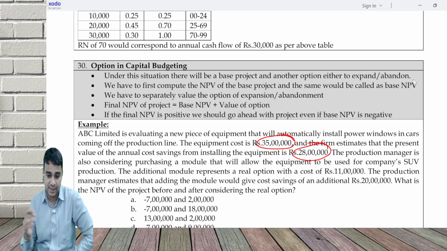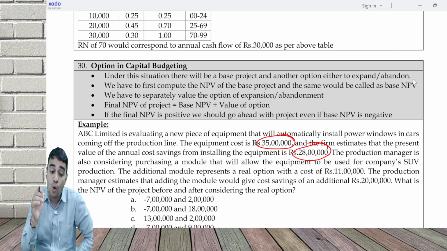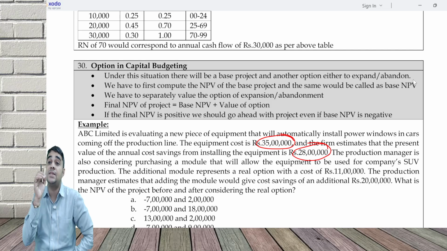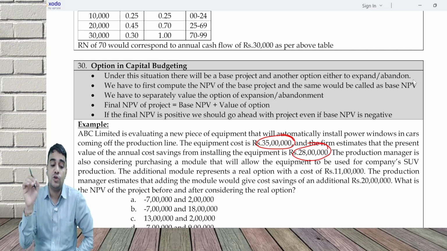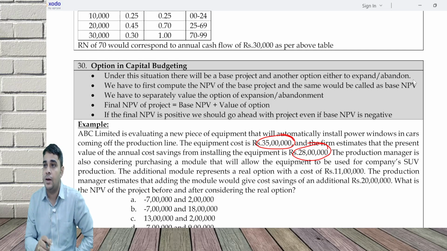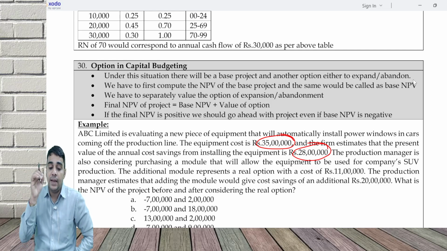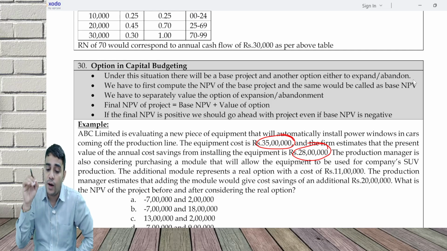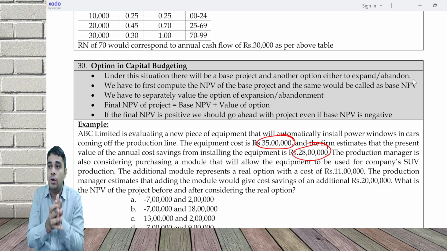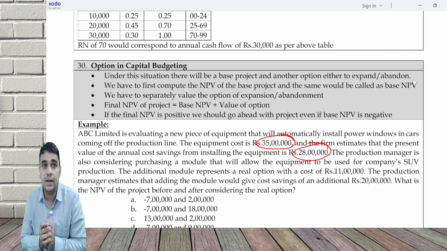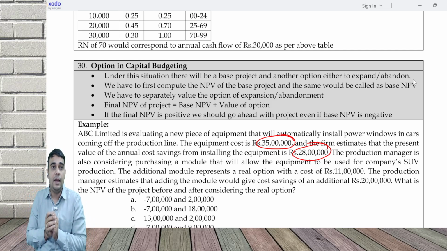Then they're saying the production manager is also considering purchasing a module that will allow the equipment to be used for the company's SUV production. If you want to buy the module, first buy the equipment.